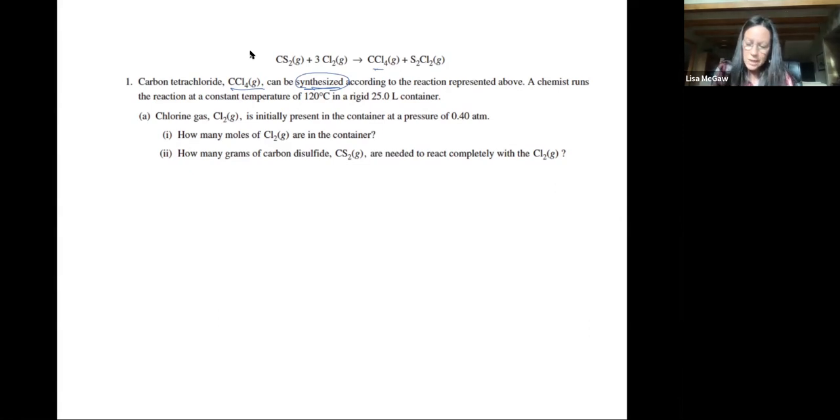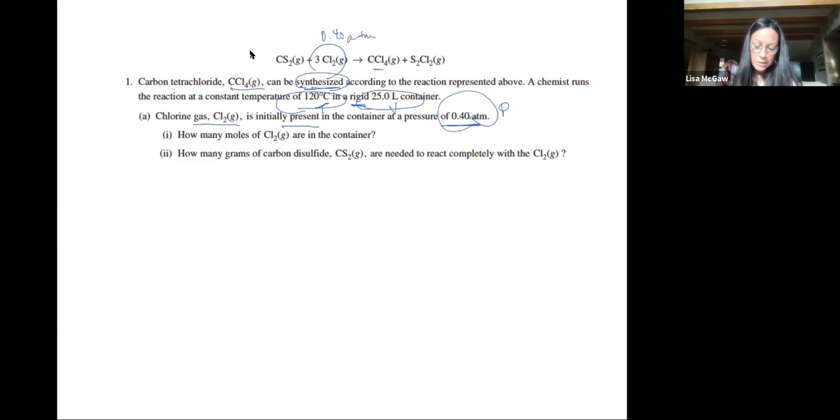According to the reaction, a chemist runs the reaction at a constant temperature of 120 in a rigid 25-liter container. That means the container can't change its size. If it's a rigid container, it's going to be 25 liters. So we know a temperature, we know a volume. Chlorine gas is initially present in the container at a pressure of 0.4 atmospheres.